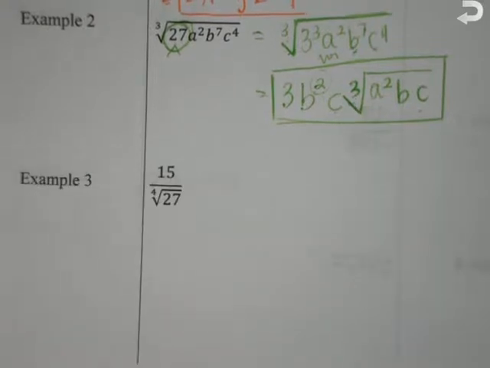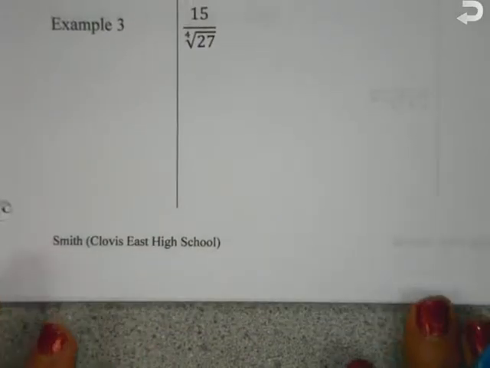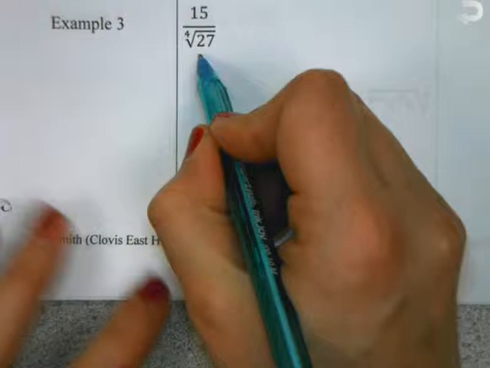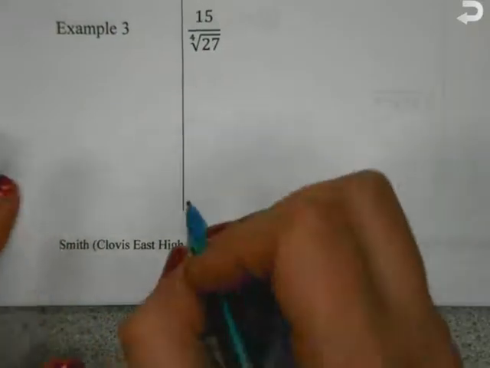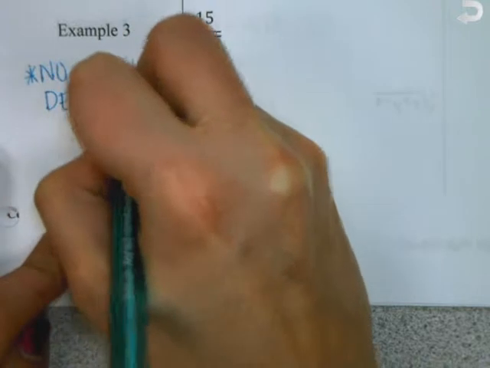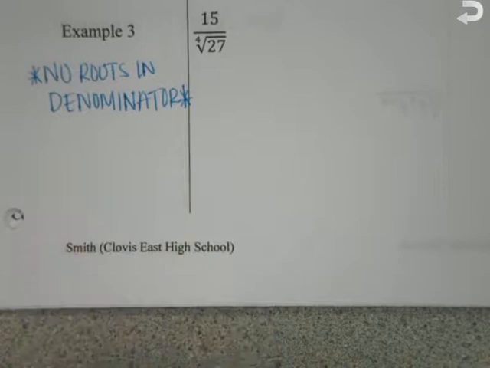15 over the 4th root of 27. Okay, remember how before we can't have zeros in the denominator, we can't have i's in the denominator, and we can't have roots in the denominator. So am I allowed to have a 4th root in the denominator? No. Can you please write yourself that note? No roots in denominator. Okay, we can't have roots in the denominator. So we have to rationalize the denominator.